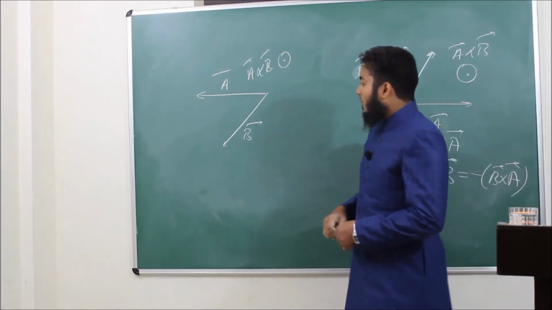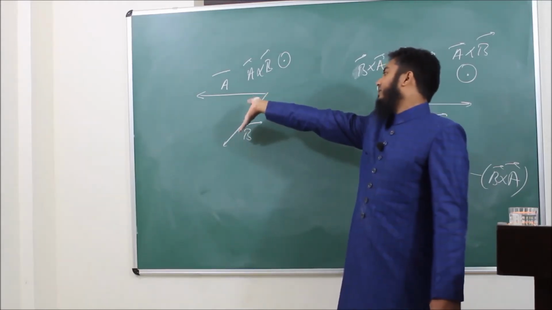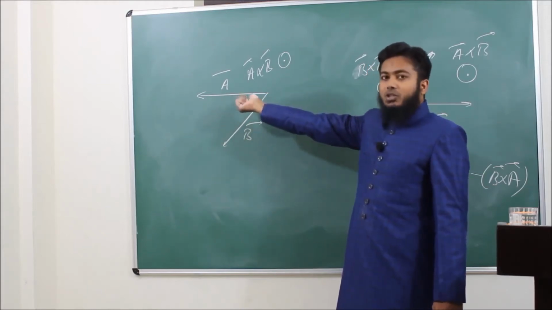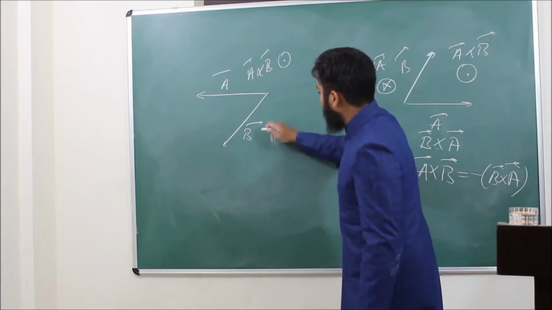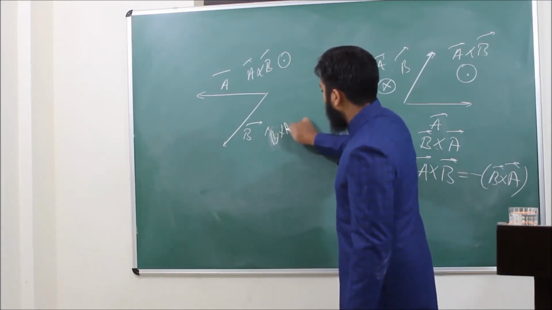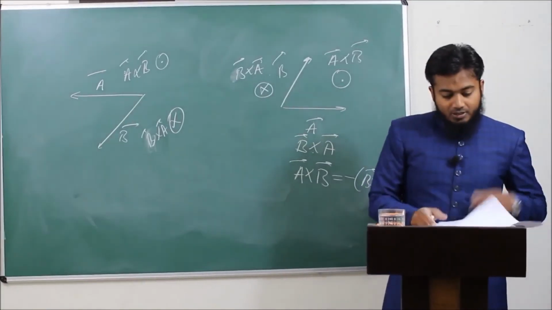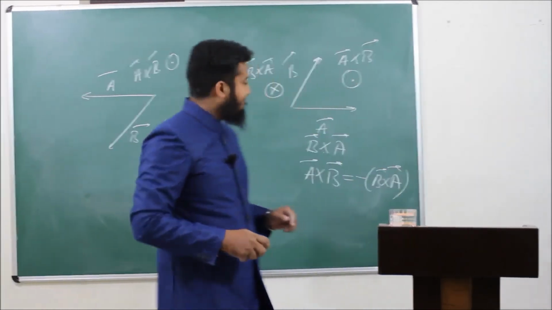And what about B cross A? I keep my fingers along B and curl my fingers through the smaller angle, and then thumb is going into the board. So B cross A is into the board. I can take one more example.